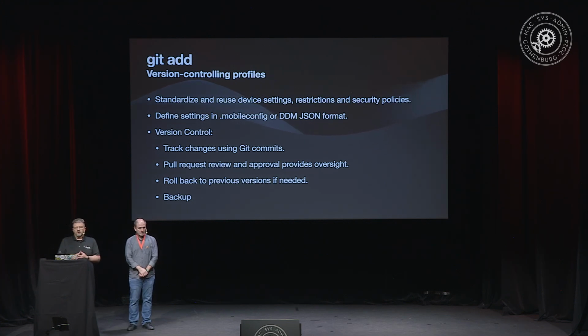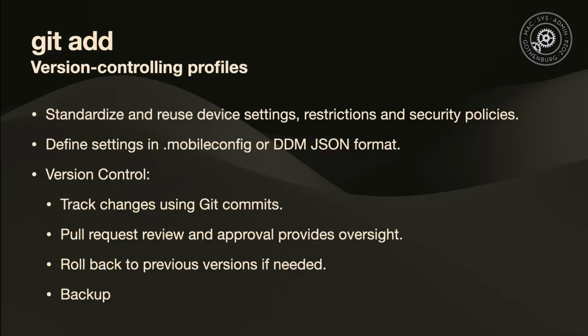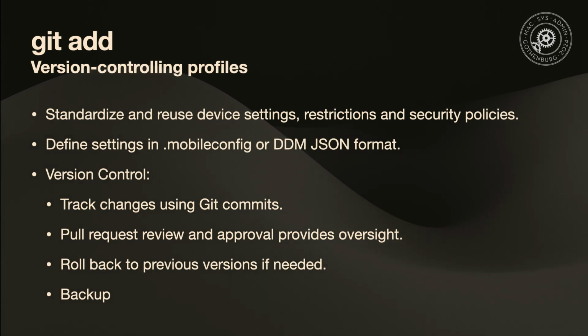So we all know what configuration profiles are: mobile config files, or JSON files for DDM. What we're going to do with this is version control. We're going to track changes using git commits. We're going to make pull requests and provide some approval and oversight of what we're doing. So we're going to have somebody check the work. We're going to show this a little bit later. Brock's going to make a pull request, I'm going to check what he's doing, and then we're going to go ahead and push that onto our configuration.